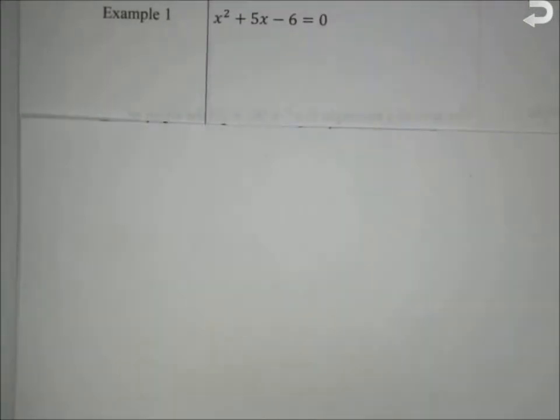So, example 1 gives me x squared plus 5x minus 6 equal to 0.